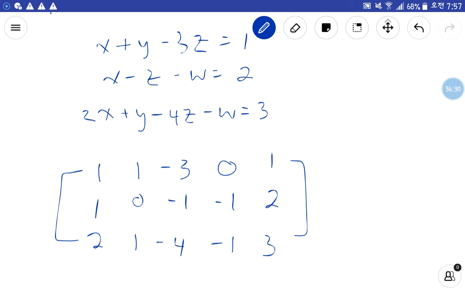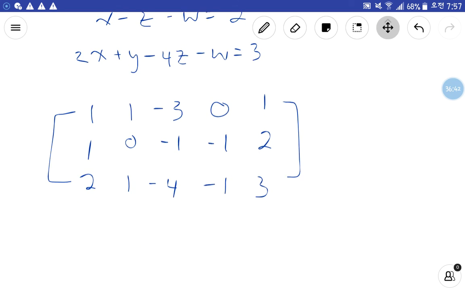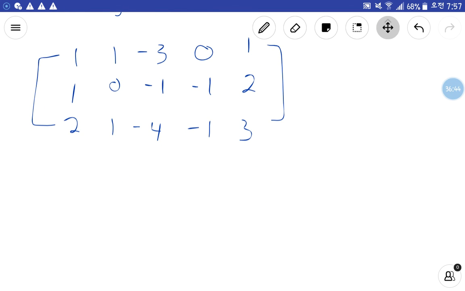Double check it before you go, because if you find out you messed up in the middle, you have to restart all over again. So every single time we need to check. Now my goal is to make it into the reduced row echelon form. First, I want you to cancel my 1 out. So I'm going to times -1 for my first row, and add it to my second row.